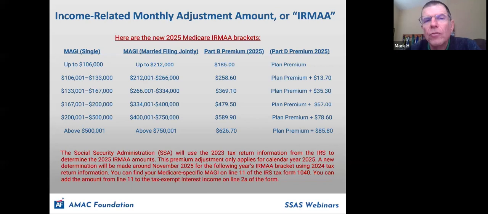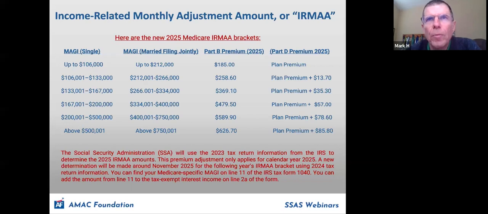When Social Security determines whether you have an IRMAA surcharge, they're going to use your tax returns 2 years prior. So for 2025, this coming year, they're going to use your 2023 tax return to make a decision whether IRMAA applies for you. And it's key to understand that this is a new decision that gets made every year. In 2026, they'll use your 2024 tax returns and so on moving forward.